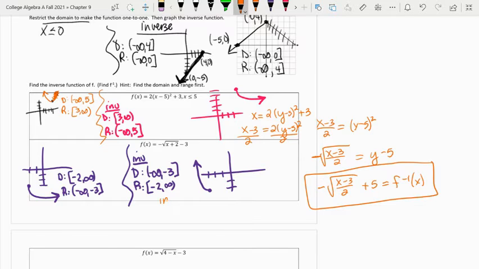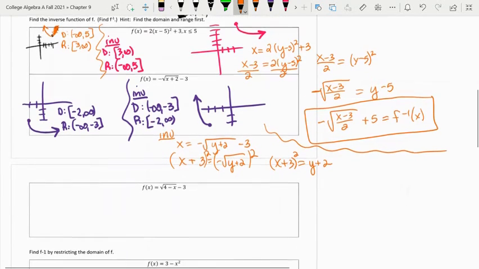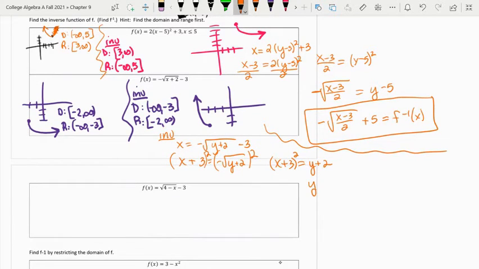Let's find the inverse. So you'd have x equals negative square root of y plus 2, minus 3. So add 3. So x plus 3 equals negative square root of y plus 2. Going to square both sides. So x plus 3 quantity squared equals, a negative squared gives you a positive, and squaring the square root, we just get y plus 2. Finish this out, we get y equals negative 2 plus x plus 3 quantity squared.